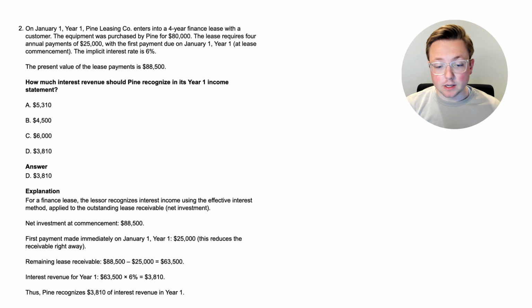Now, at the end of the year, as the interest builds up, they are going to be building interest up with 6% based off of the $63,500 because it's been that for the whole year. So the interest is actually $3,810. It wouldn't be based on the $88,500. So they recognize a $3,810 interest revenue in year 1. So with that, now let's go to the next question.